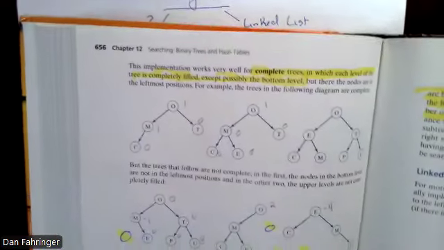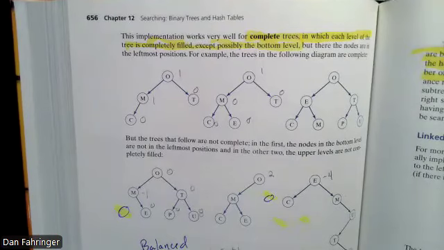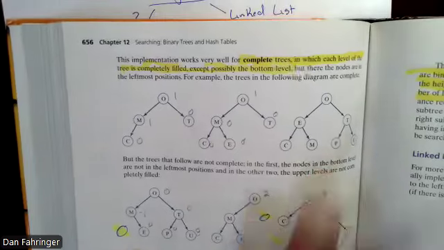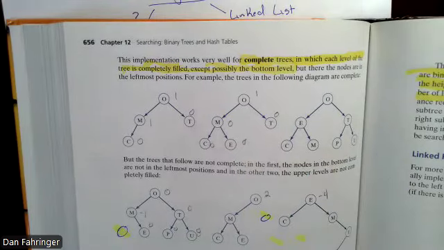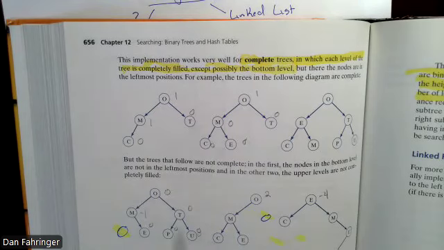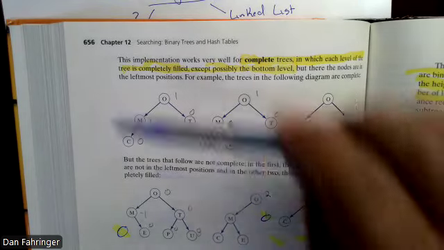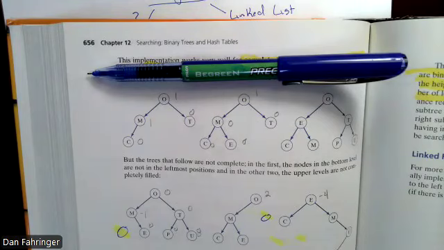Let's come over here. I'm in the book, looking at page 656. And we get our first definition. Our first definition is a complete tree. These three are complete trees. These are not complete trees. Without reading the definition, what is a complete tree?